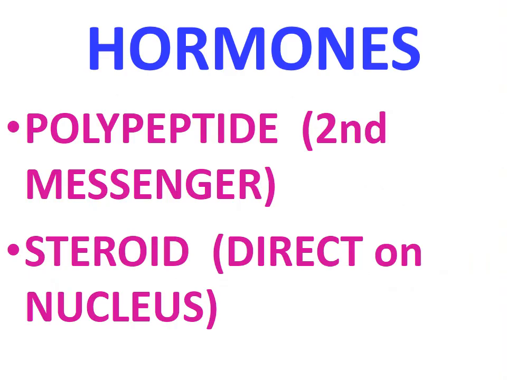Now, what are hormones? Hormones are basically of two types: polypeptides, which are protein derivatives, and they act through second messengers on the target cells through receptors on the plasma membrane of the target cell. Steroids, like thyroid hormones and cortisol, act directly on the nucleus. So broadly they are divided into proteins, polypeptides, and steroid hormones.